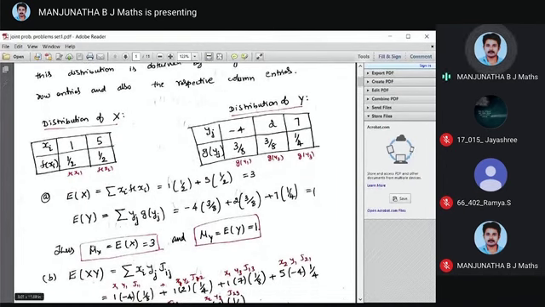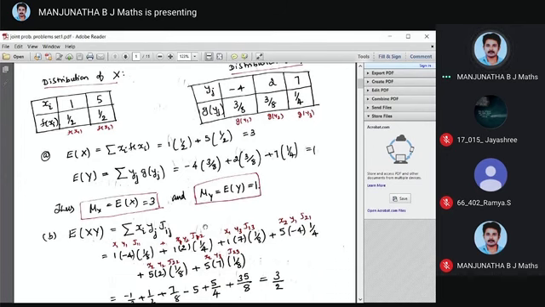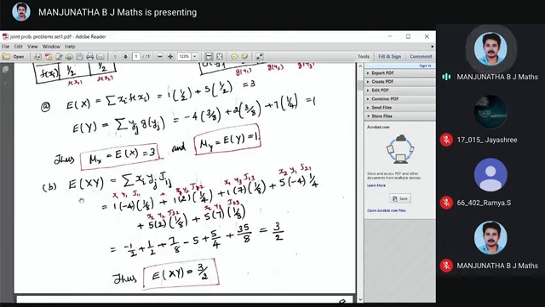Expectation of x is also denoted by the symbol mean. Therefore, mu x or expectation of x is 3 and mu y or expectation of y equal to 1. Now, this is completed. Next, how do you compute expectation of xy? What is expectation of xy? Summation of xi, yj, Jij. This is the definition of expectation of xy. You may go and see the definition.